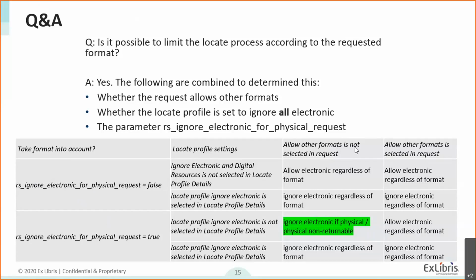But if allow other formats is not selected, meaning I want it physical, and I chose ignore electronic for physical requests, then I will ignore electronic if physical or physical non-returnable format, but I will not for digital format. So it's a bit of a complicated three-way integration. This table also exists in our documentation in the online help, but we now allow ignoring electronic only if my format is physical and the request doesn't allow other formats.